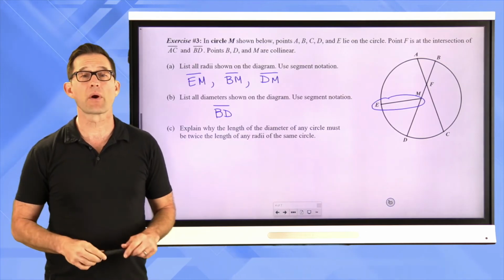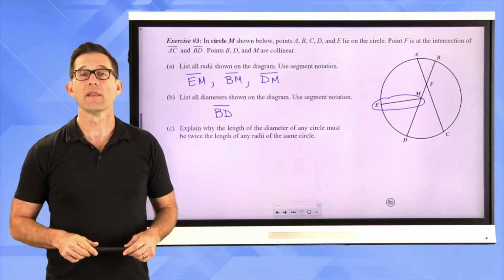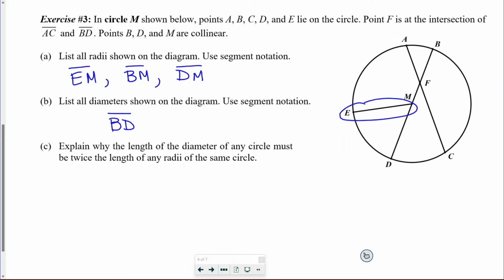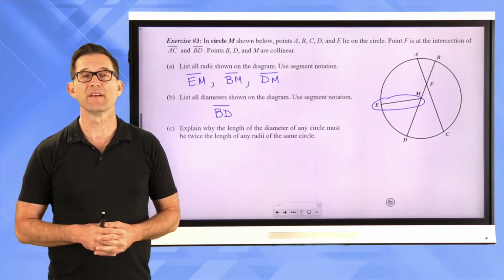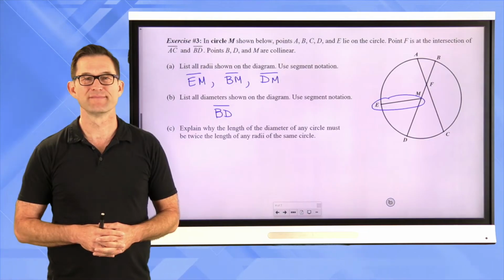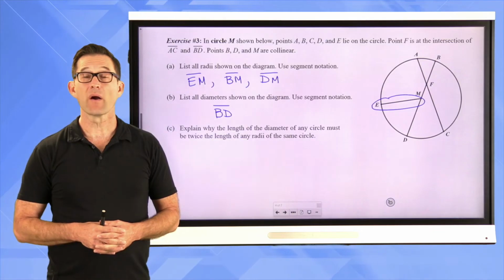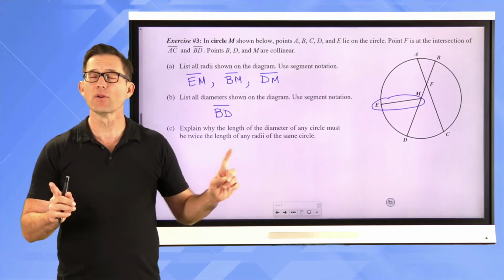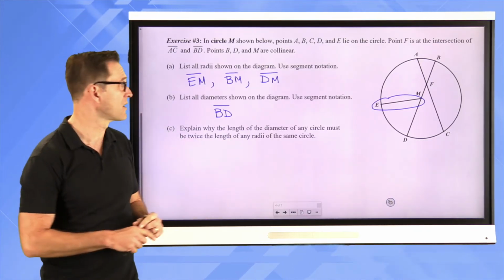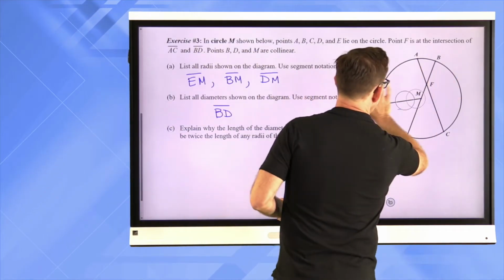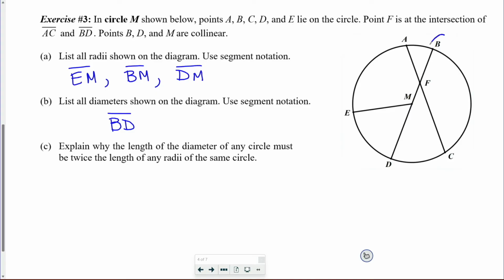All right, finally, and this is probably pretty obvious, but let's talk about it anyway. Letter C. Explain why the length of the diameter of any circle must be twice the length of any radii of the same circle. All right, well, let's see if you can explain that. Pause the video now. All right, well, the plain fact is, let's just take a look at the one diameter in this particular diagram, right? The one diameter in this particular diagram is this segment, right?